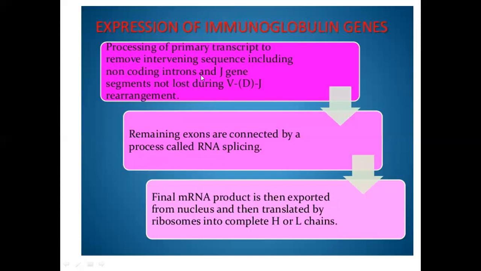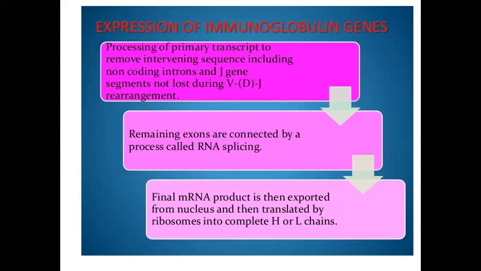So, processing of the primary transcript, and then the exons are connected by RNA splicing, and the final mRNA product is exported from the nucleus, where it is translated by ribosomes into complete heavy and light chains of the immunoglobulin. So that is how immunoglobulin genes are expressed.